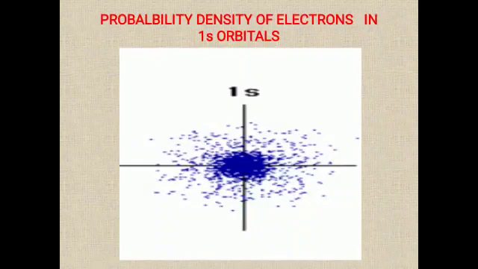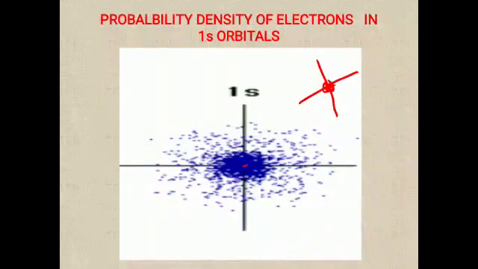As I told you earlier, it is very clear from this diagram that the probability density of the electron is very high nearer to the nucleus. The point where the two axes meet contains the nucleus. So here is the nucleus. Very near to the nucleus we can see more density of electron. So the probability of finding an electron in the 1s orbital is high nearer to the nucleus.